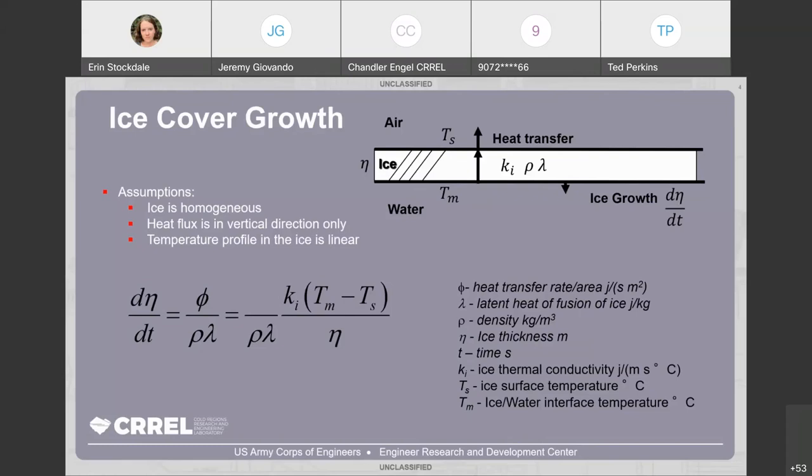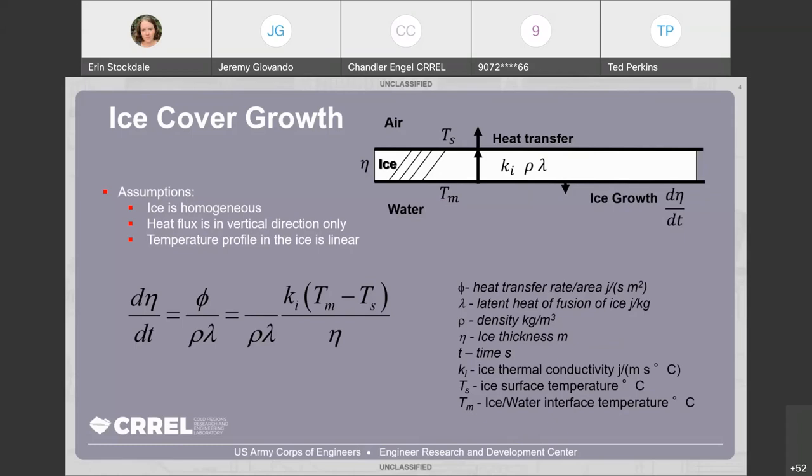So before we do that, let's briefly mention the assumptions that we're going to rely on. First, that the ice is homogeneous, meaning things like its density, its crystal structure, air content, that stuff doesn't vary spatially. Obviously, this isn't true in nature, but for a simple model like this, that's one assumption that we're making. Next, we're assuming that the heat flux is in the vertical direction only, so heat's only moving up from the water to the ice to the air. We're not considering more complex flows of heat along the length of the ice cover, for example. And last, we're going to assume that the temperature profile through the ice is linear.